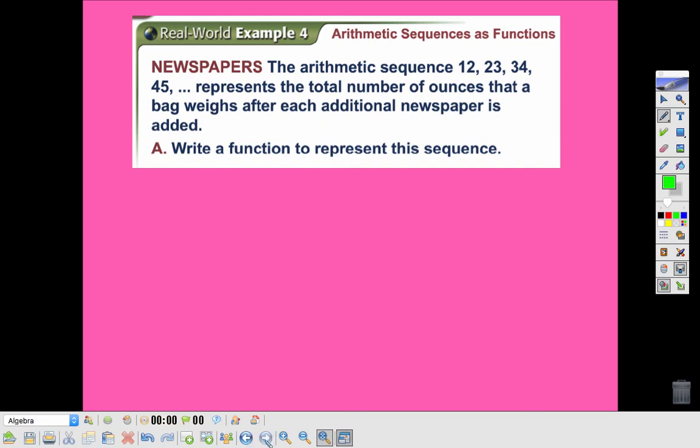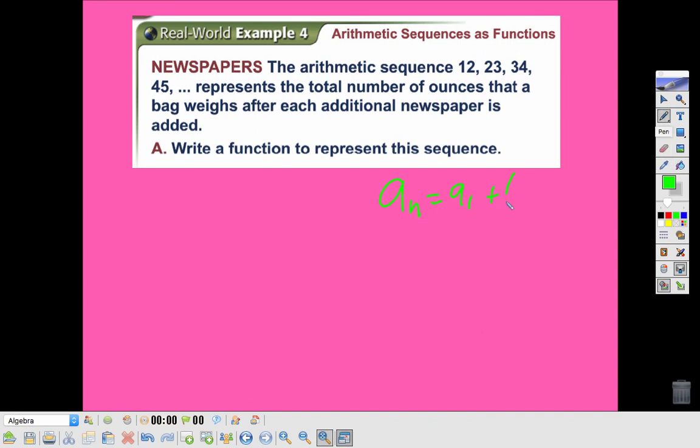The arithmetic sequence 12, 23, 34, 45 represents the total number of ounces. Write a function to represent this sequence. What are we doing each time? Adding 11. So the way we write this out is f of x equals 11n. This is a function. F of x. We've gone over some function stuff. Is this the same as like y equals 11x? Yes, it is. Y and f of x are the same thing. This is just how you write it as a function.